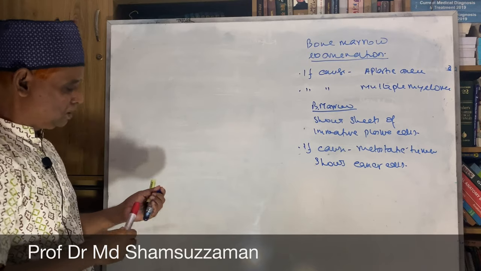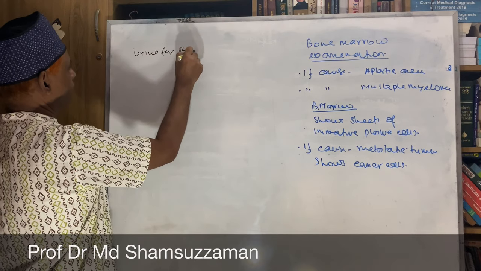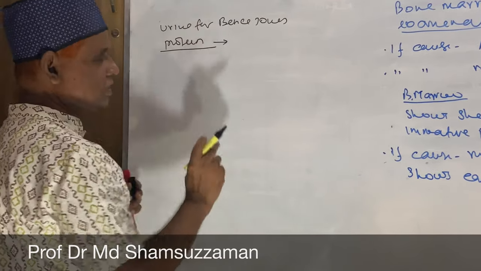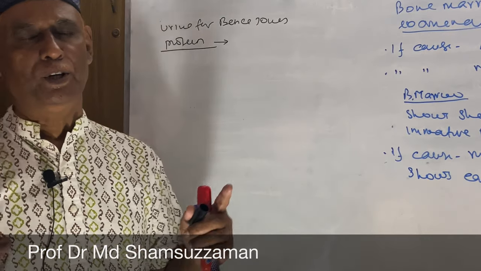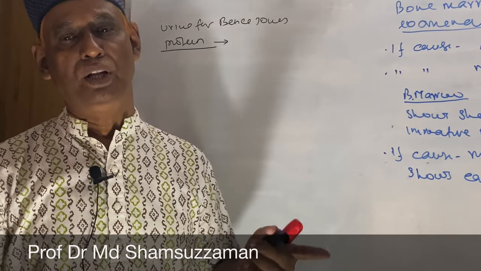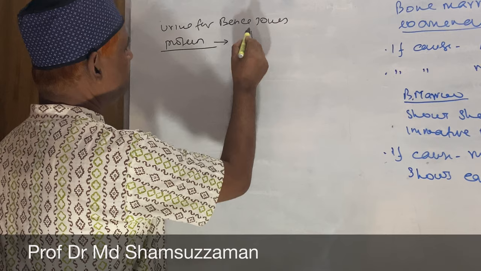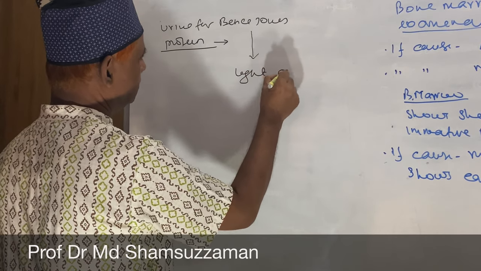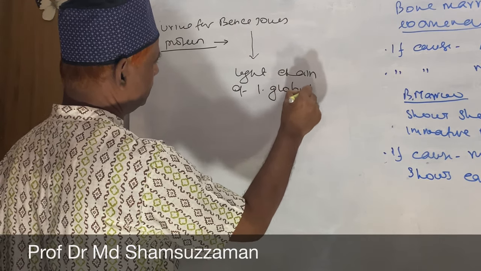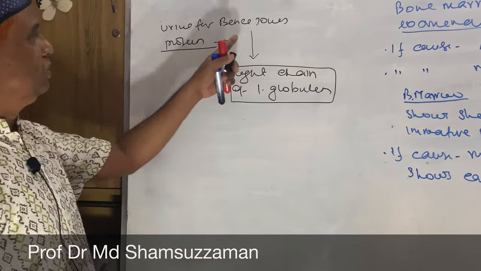And another examination, urine for Bence-Jones protein. Dear audience, you know, if anybody suffers from multiple myeloma, in about 40% of cases, if we do urine for Bence-Jones protein, then we can get Bence-Jones protein in urine. Bence-Jones protein, named after the scientist, is nothing but the light chain of immunoglobulin, either lambda or kappa.